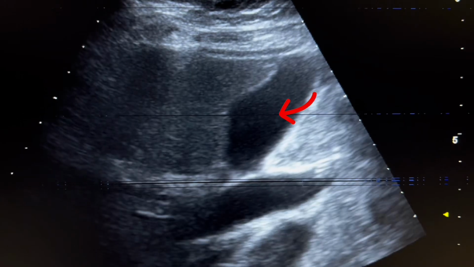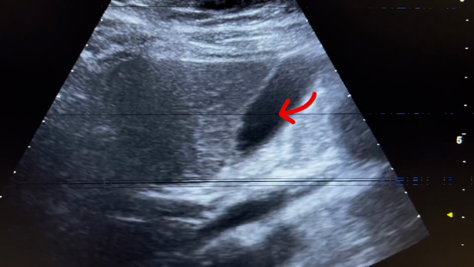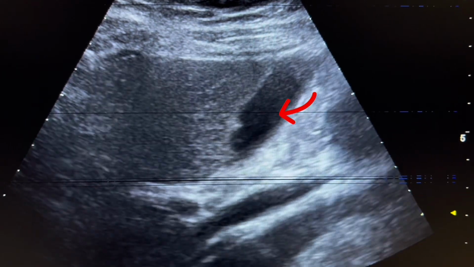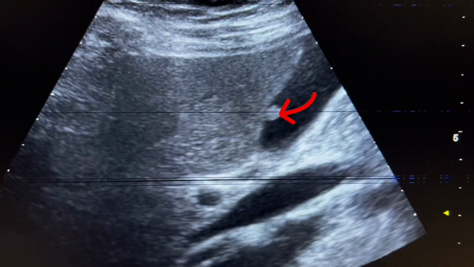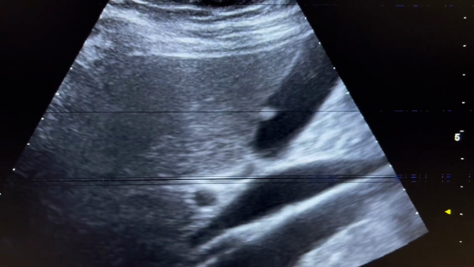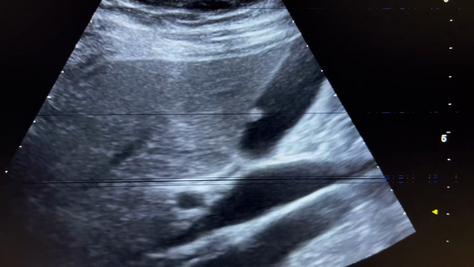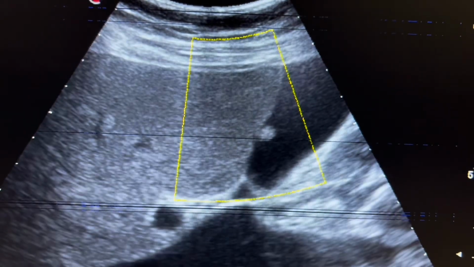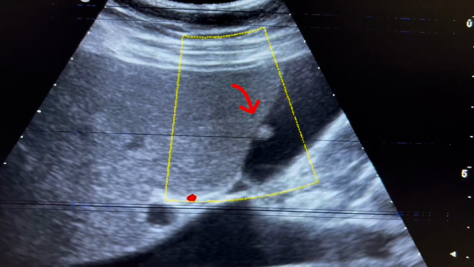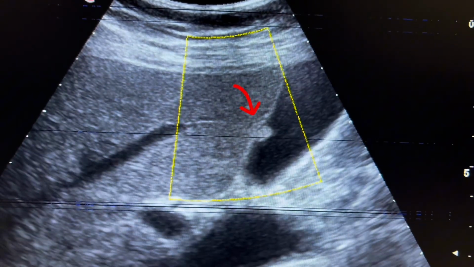Now we will see the origin of this lesion. Here we see the lesion is arising from the anterior wall of the gallbladder. On color Doppler, we see no flow in this region.